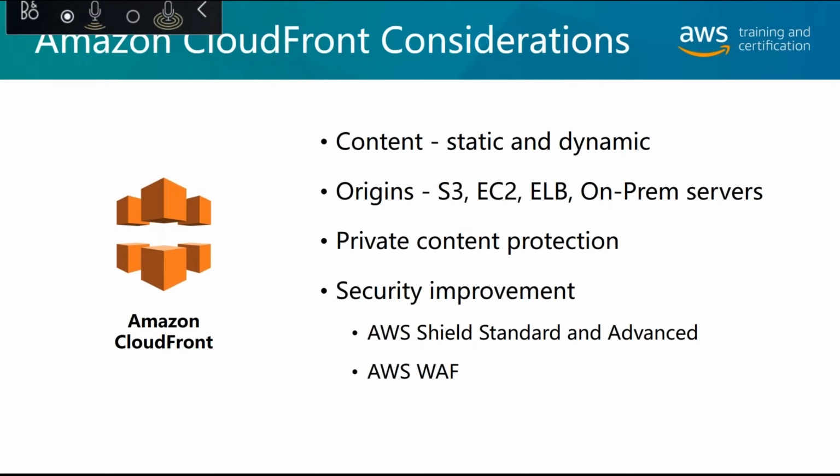Now, let's talk about caching a bit. So you have CloudFront. That's our CDN, and you can cache static or dynamic content. The origins for CloudFront can be S3, EC2, a load balancer, or on-prem servers. And what you can also do is add a web application firewall to CloudFront. And from a security standpoint, by default it supports Shield Standard, but you can also have Shield Advanced.